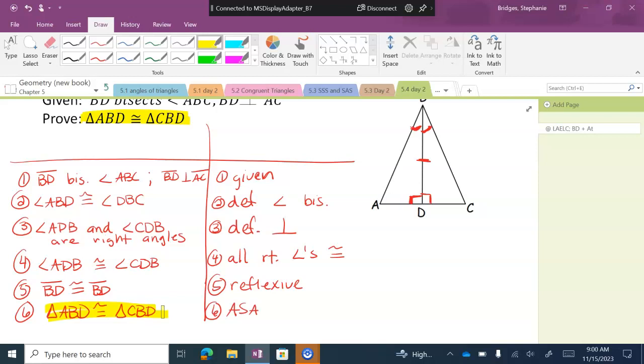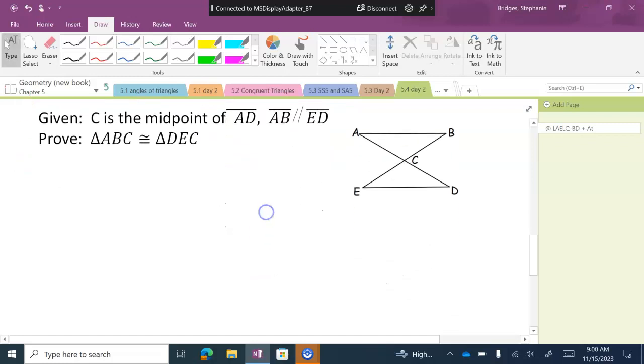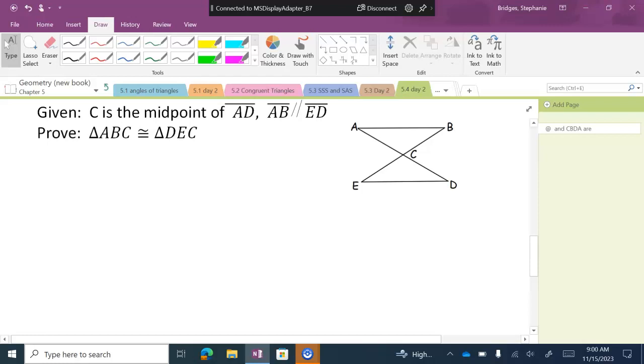Kind of okay there? All right, let's do this one. Oh, I forgot. I got to add another thing. Copy that one down. I got to add one more.